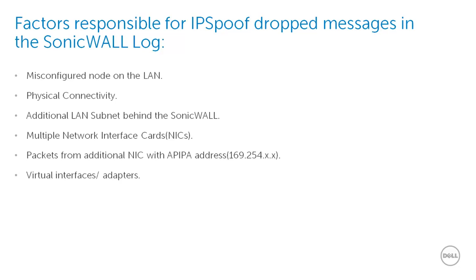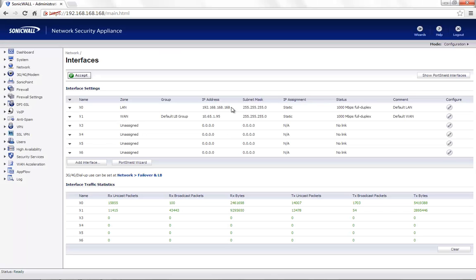All LAN nodes must have an IP address that is in the same subnet as the SonicWALL's LAN IP address. For example, on the SonicWALL here, the LAN interface has an IP address of 192.168.168.168 with a subnet mask of 255.255.255.0. All the systems that are connected to the X0 interface should lie within the same network.